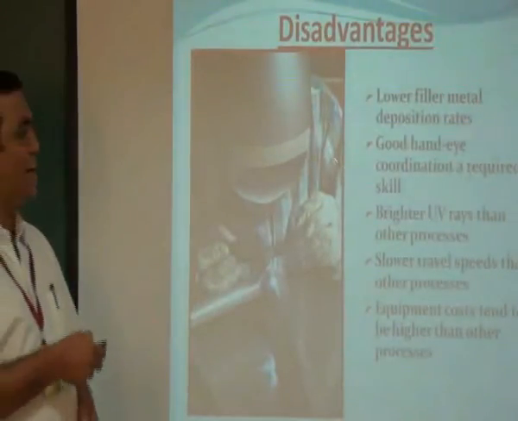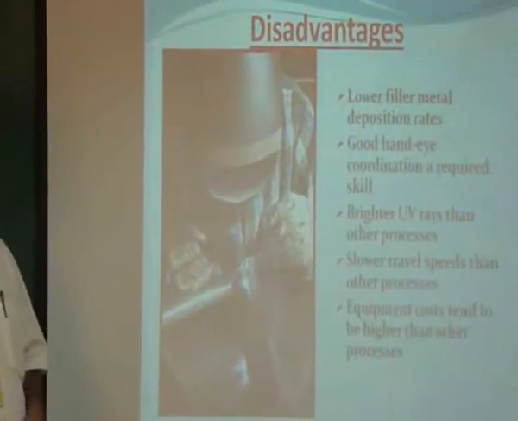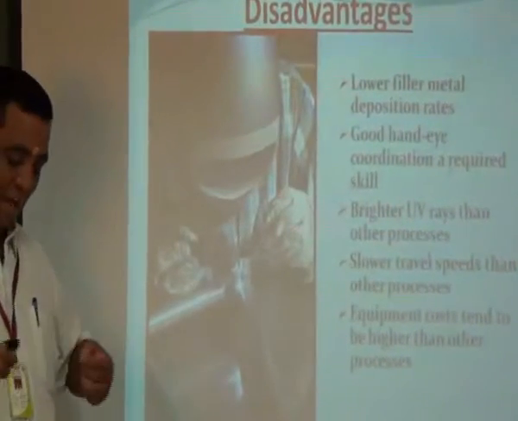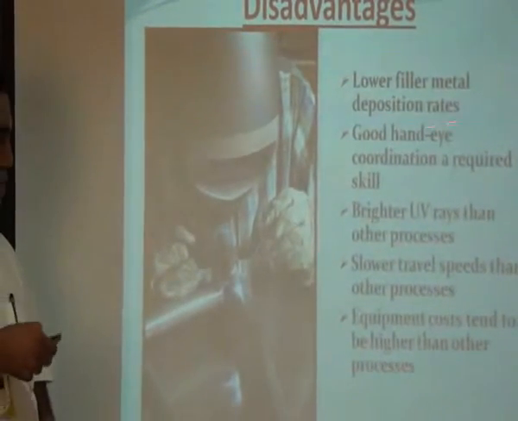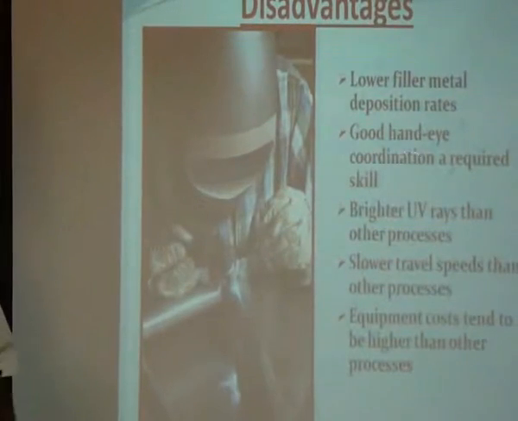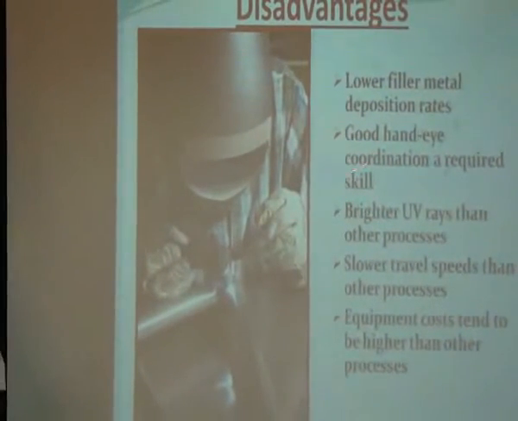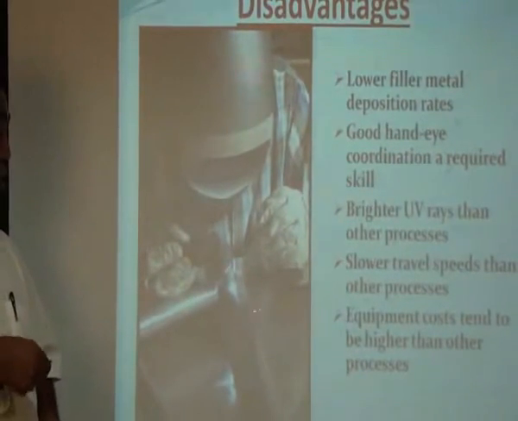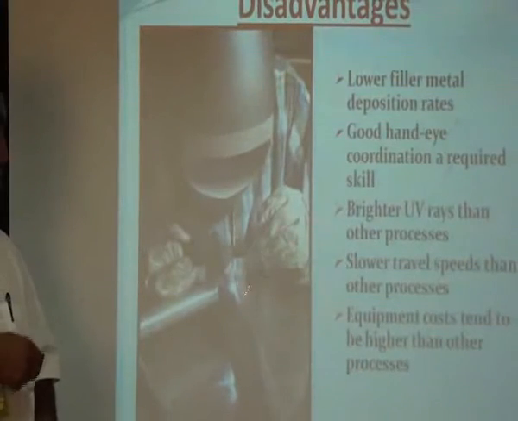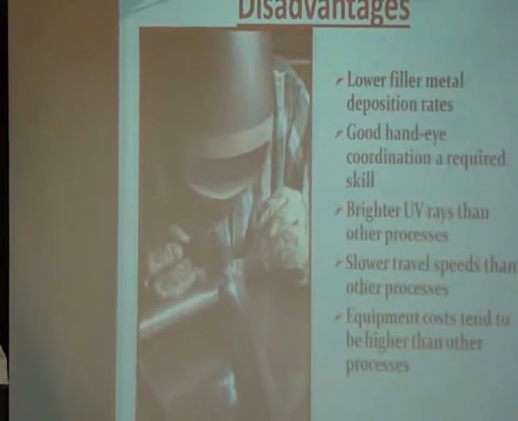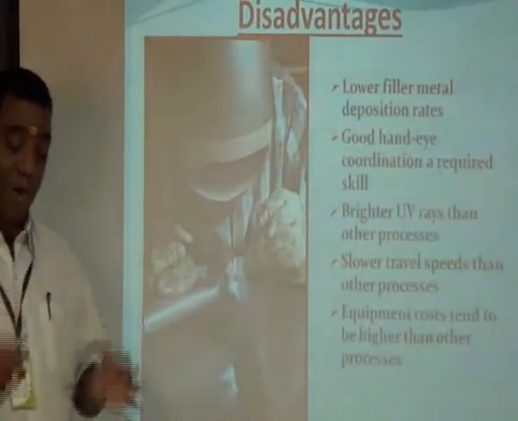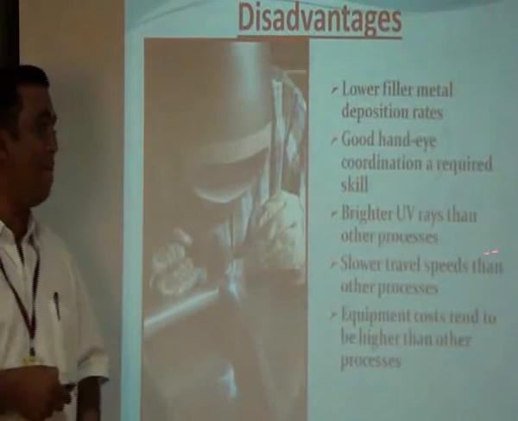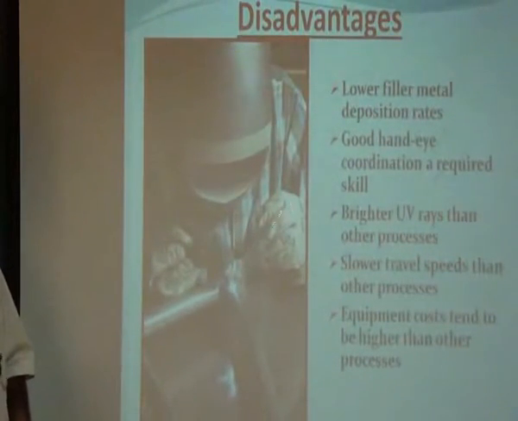In spite of its advantages, we have certain disadvantages, which include low filler metal deposition, because it is manually operated. The operator has to operate with both hands, so it is a very slow process, and good hand-eye coordination is required, and it's a skill. Remember, both hand and eye coordination is required to make the weld using this tungsten inert gas process with a tungsten electrode, because if the coordination between your hands and eyes is lost, then you will not be able to achieve good welding.